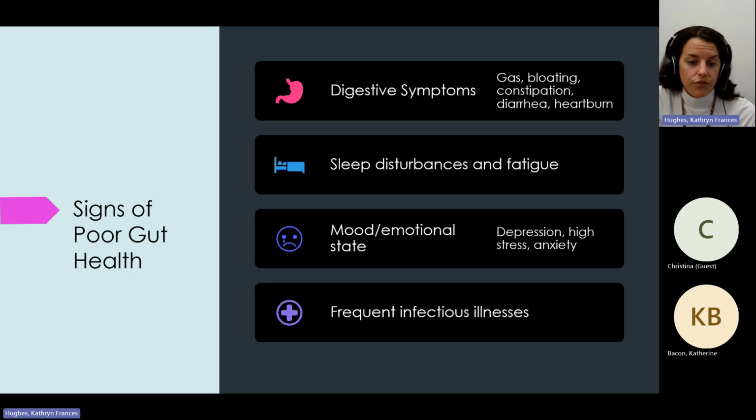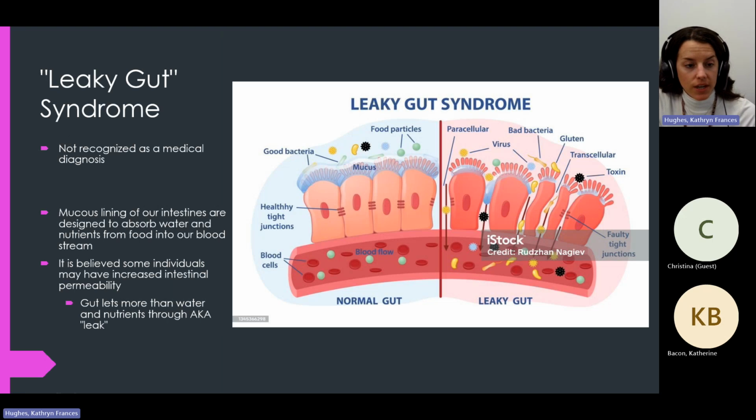And then also having frequent infectious illnesses can be a sign that something is wrong with our gut, or there's some form of weakening in our gut, because our immune health is very closely linked to our gut too. So it is very important to have good gut health, and unfortunately many of us don't have the best gut health, and that's why we're watching this video. So the term that we might have heard is something called leaky gut syndrome. Now, this is not recognized as a medical diagnosis per se.